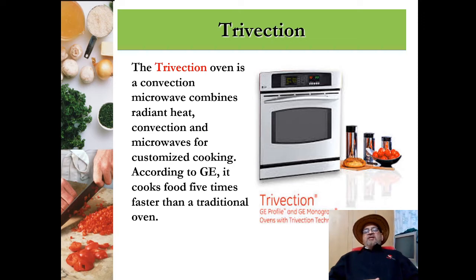Trivection baking is done in a trivection oven. What is a trivection oven? A trivection oven is a convection microwave which combines radiant heat, convection, and microwaves for customized cooking. The manufacturer of the trivection oven is GE, General Electric. According to them, it cooks food 5 times faster than a traditional oven.